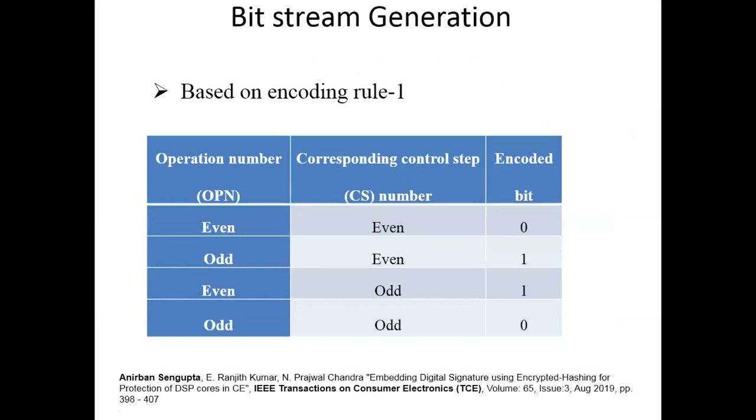So for example, if you have an operation number and the control step, one of the encoding rules for converting a design into its respective bit stream before we start applying the hashing and encryption is that if the number of the operation and the control step both have the same parity, which is even, then it's assigned the encoded bit 0. If they have different parity, then it's given an encoded bit 1. Next slide, please.